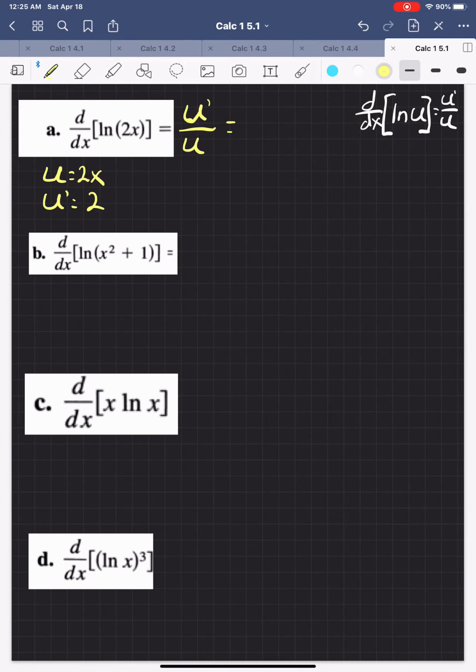So what is that? Well, that's just 2 over 2x, right? Which is just simply equal to 1 over x. Now that I know that is super easy.